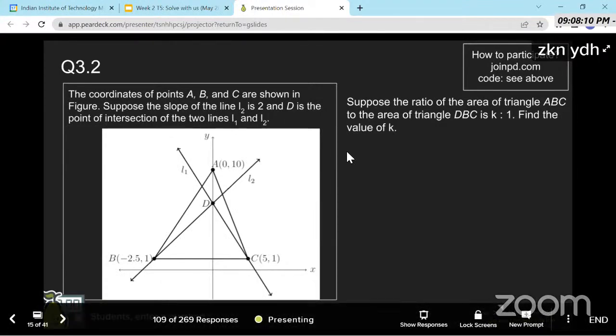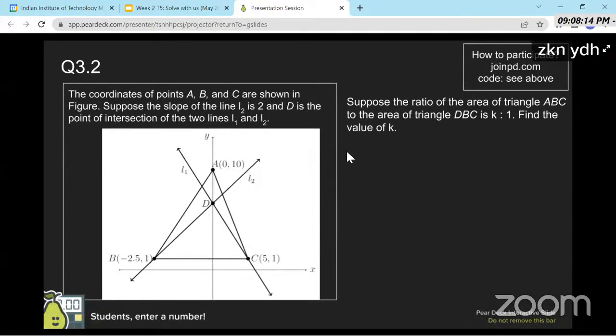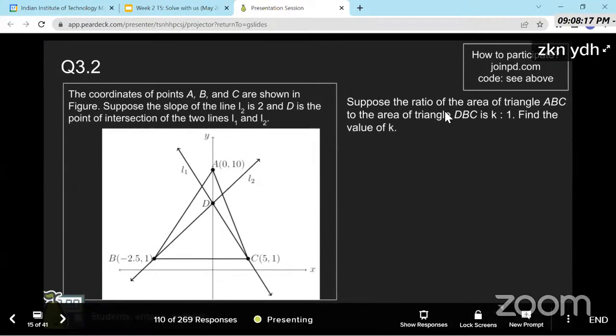The coordinates over here, the question says the coordinates of point A, B, C, which is something shown in the figure, and it's the same data. Suppose the ratio of the area of triangle ABC to the area of triangle DBC is k is to 1, find the value of k. So all you have to do was find the area of ABC and find the area of DBC, right? So for finding DBC, you must know the coordinates of D, right? So that is very much essential here.